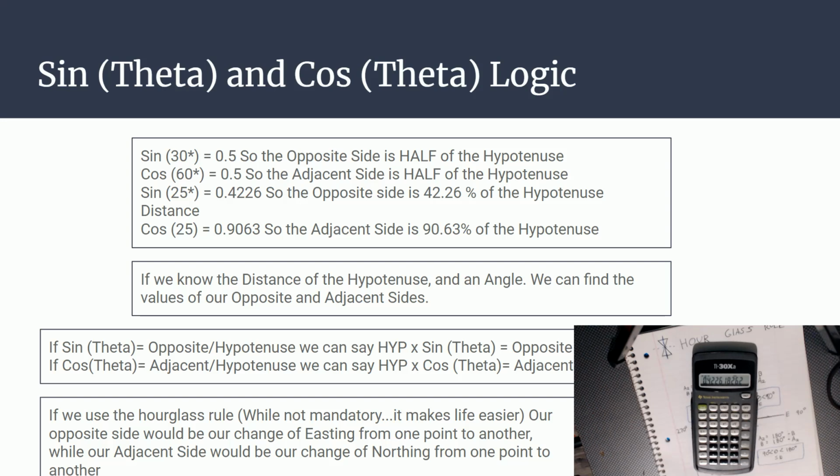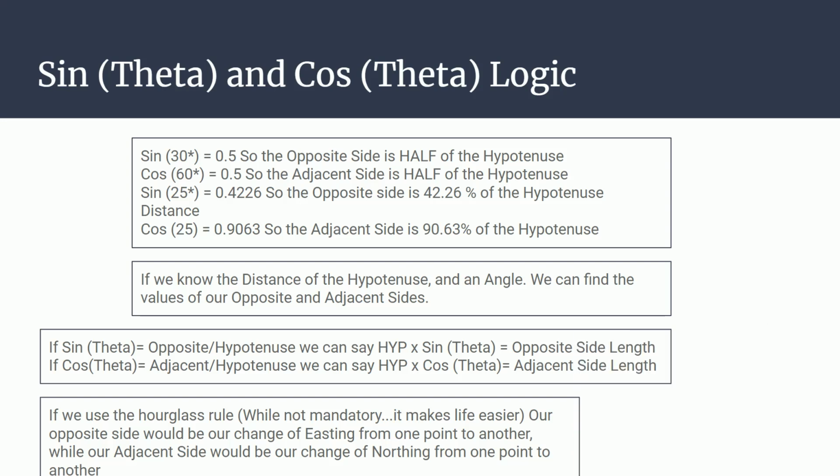So if sine of theta is equal to opposite over hypotenuse, we can say the hypotenuse times sine of theta is equal to the opposite side length. Similarly, hypotenuse times cosine of theta gives us our adjacent side length. Essentially, we're just trying to figure out what's missing.